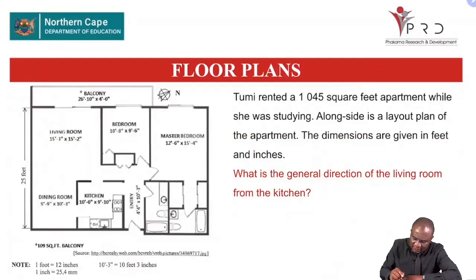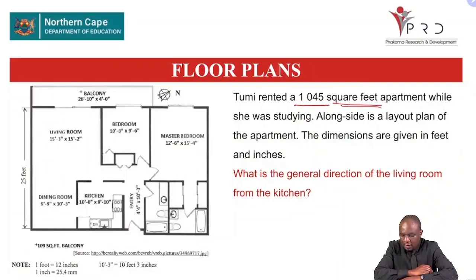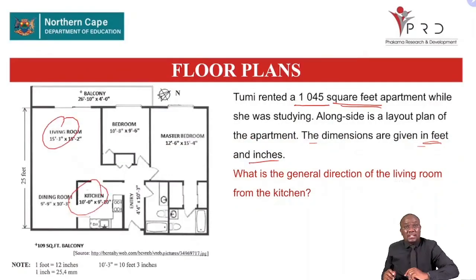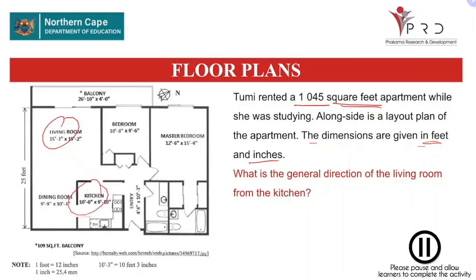To me, rented a 1,045 square feet apartment whilst he was studying. Alongside the layout plan of the apartment, the dimensions are given in feet and inches. What is the general direction of the living room from the kitchen? Must get this one right. Let's try.